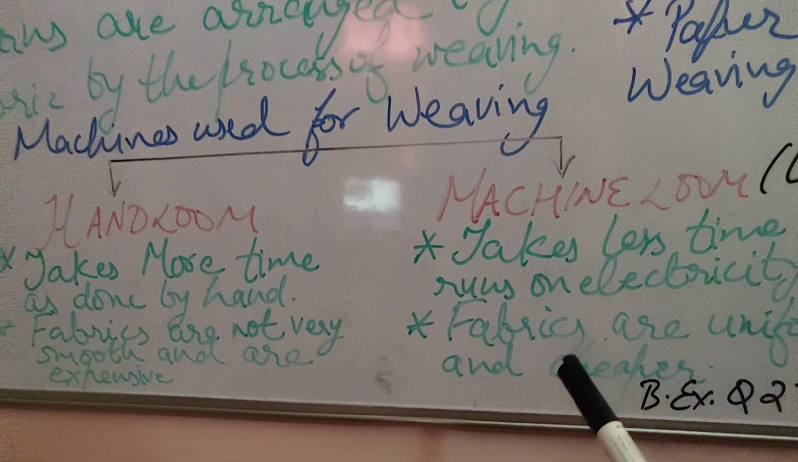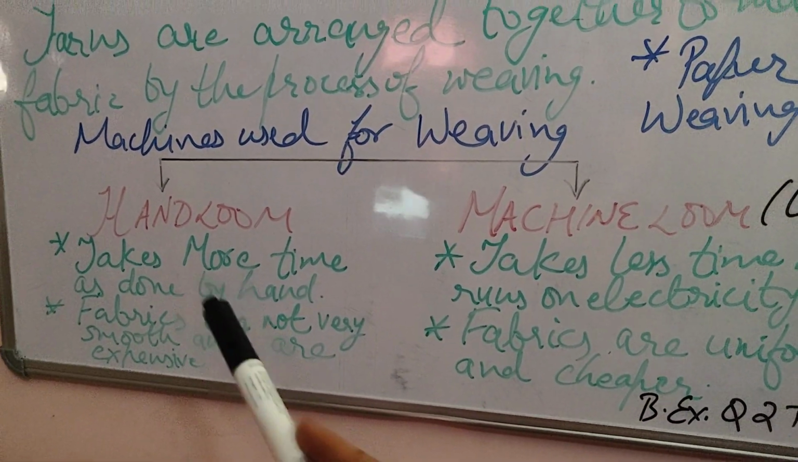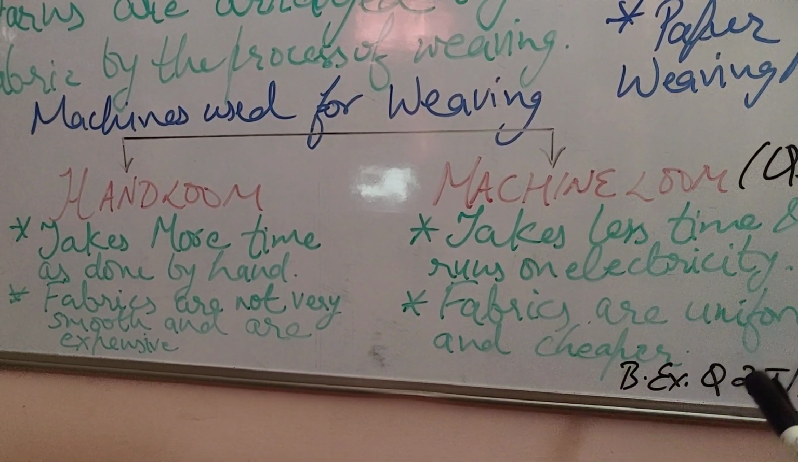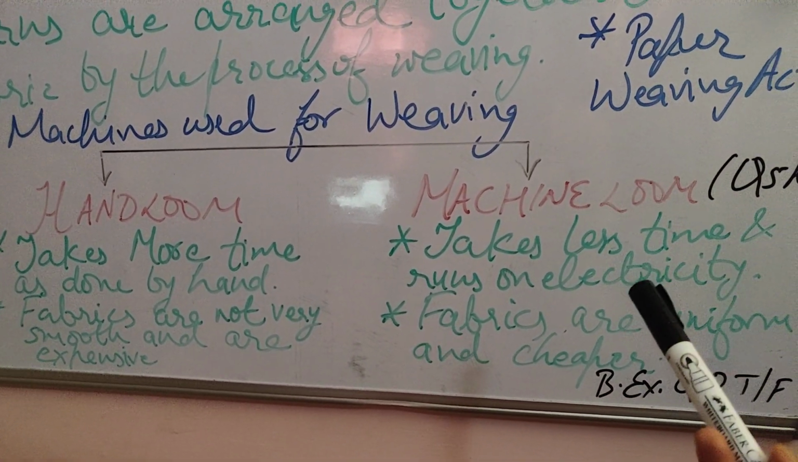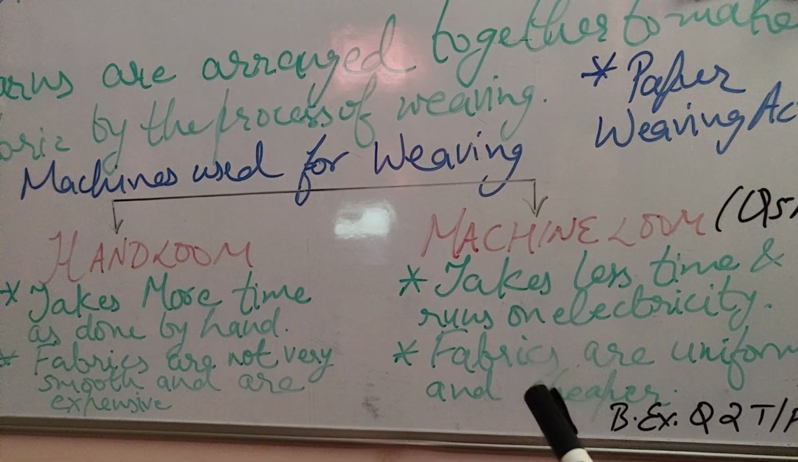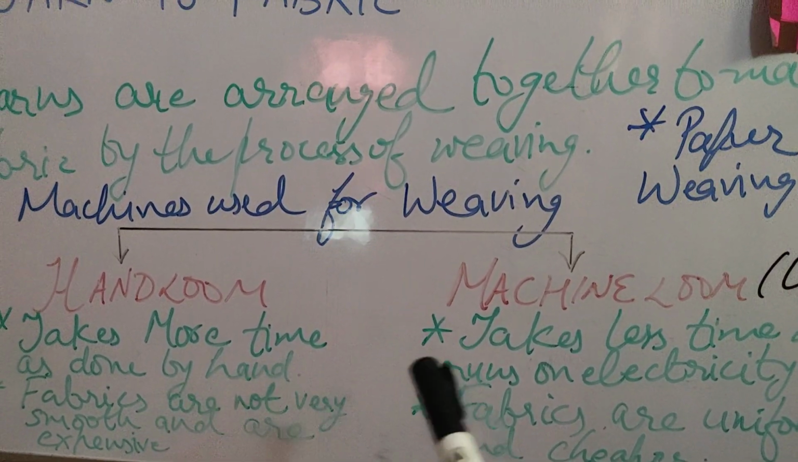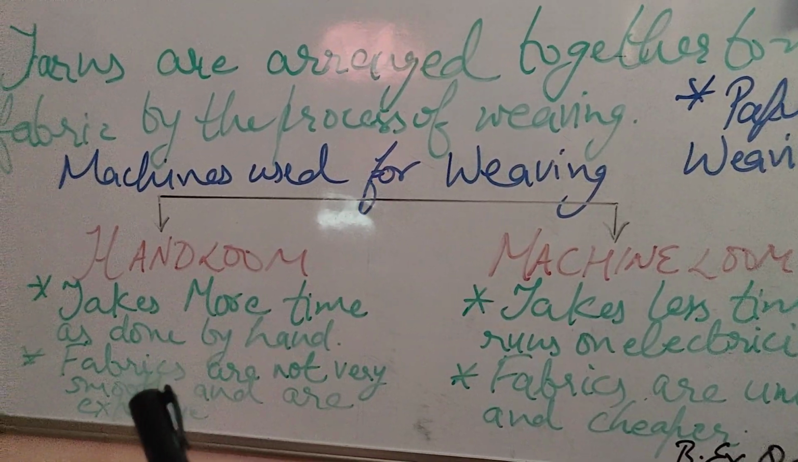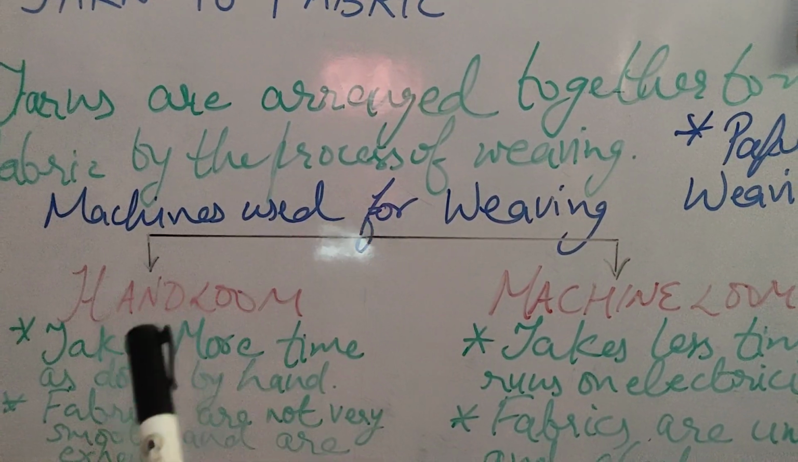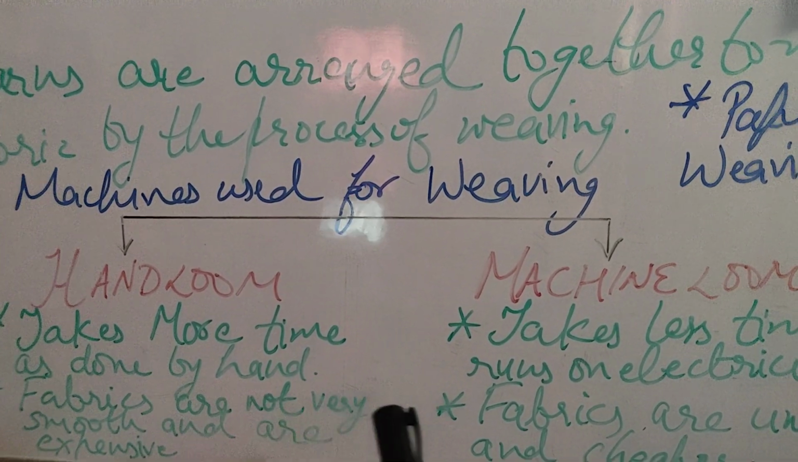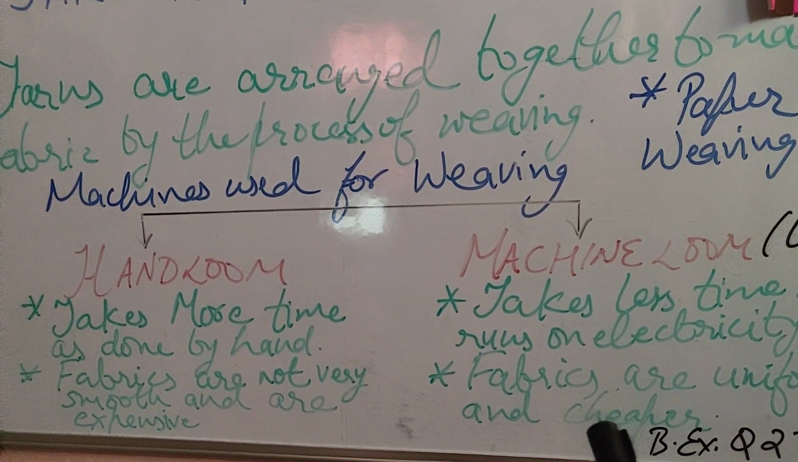Related to this, I have provided you here also that hand loom takes more time while machine loom takes less time. So that is one advantage. Then with machine loom, the fabrics are uniform, smooth and cheaper, while with hand loom it is not so. All these advantages of machine loom over the hand loom are provided to you in the PPT PDF also. So you can write down from there.